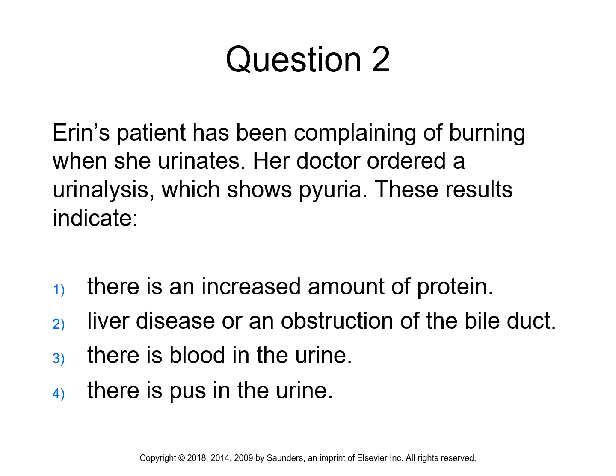So Erin's patient's been complaining of burning when she urinates. Her doctor ordered her urinalysis, which shows pyuria, a term you should know. These results indicate what? The answer is number 4. There's pus in the urine. That's what pyuria means. So she's been having burning upon urination. They send her urine down and it shows pyuria is present. They have pus in the urine. Pus in the urine means usually that there's bacteria present in the bladder or the kidneys, and that's a part of infection. So there's an infection going on.